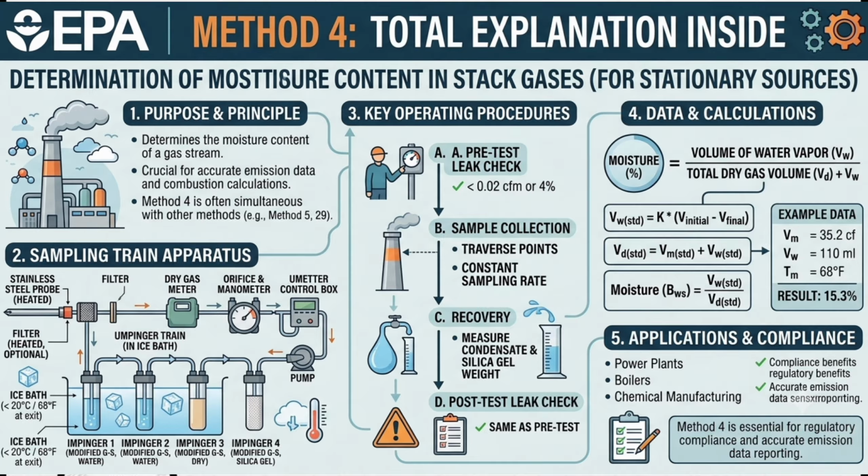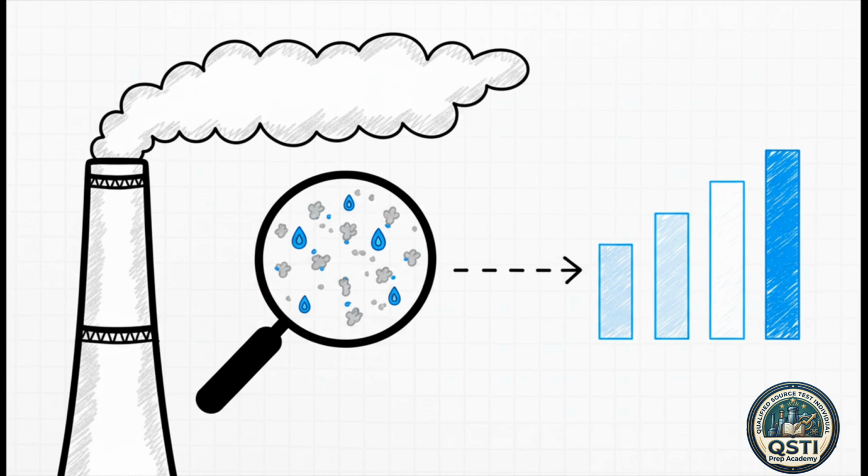All right, let's dive right in. The entire purpose of Method 4 is actually pretty simple. It's just about figuring out the exact proportion of water vapor in a stack gas stream. You might be wondering, why do we even care? Well, strictly adhering to this method is what enhances the quality of literally all the data you pull from other air pollutant sampling methods. You extract a gas sample at a constant rate, you remove the moisture, and then you determine that moisture gravimetrically. Sounds simple in theory, right?